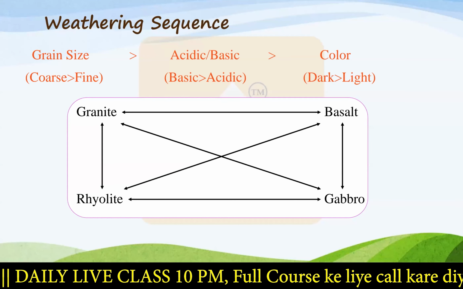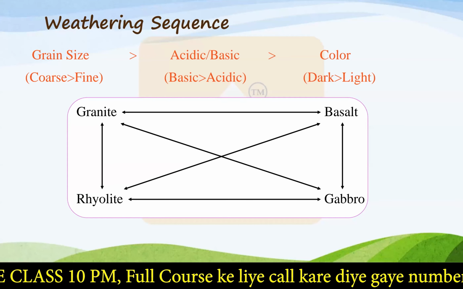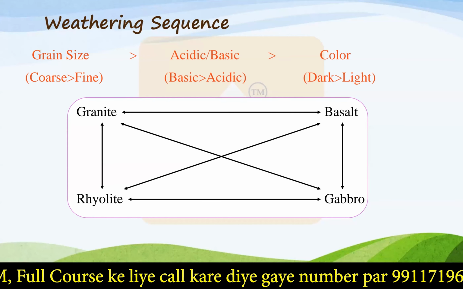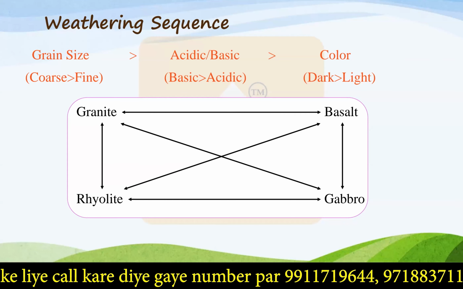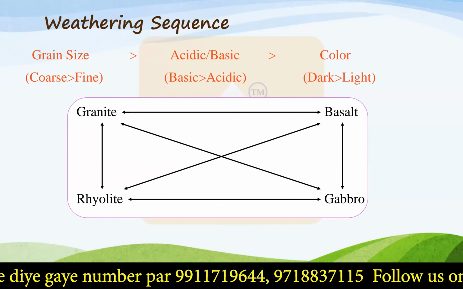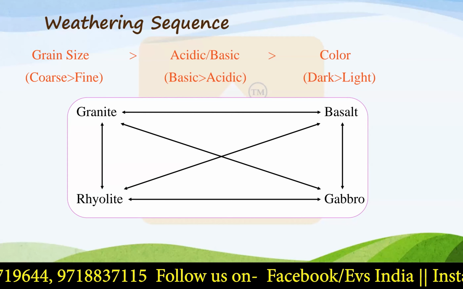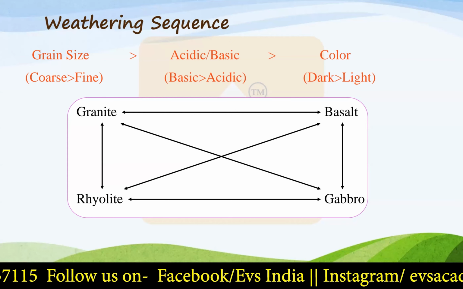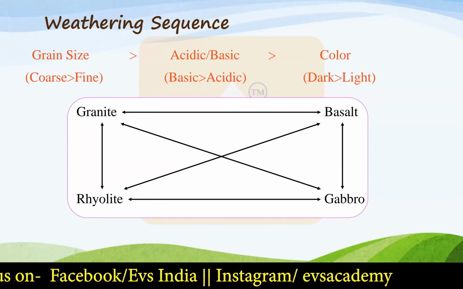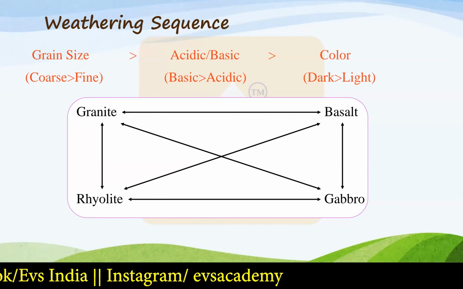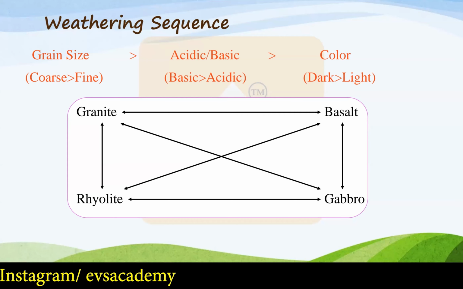Now, how to find out the weathering sequence of the different type of igneous rocks? So there is a trick to see more weathered rock is which one and less weathered rock is which one. For that trick, you have to remember the grain size, coarser or fine, the acidic basic nature of the minerals, and then the color, dark and light.